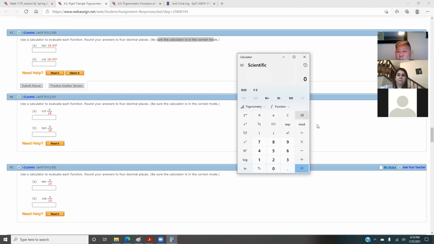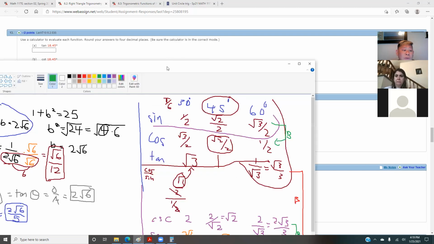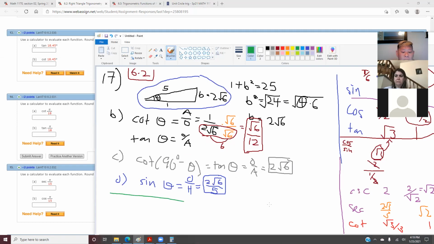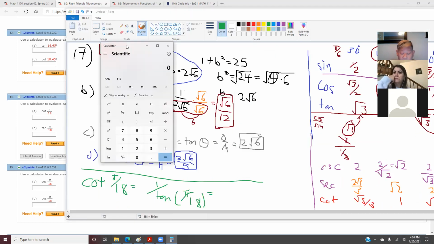Now, we don't have cotangent in your calculator, right? You only have tangent. So how do we do a cotangent in this case? You have to use a 1 over. So if you want to figure out what is cotangent of pi over 18, you have to do 1 over tangent of pi over 18. And the pi has to be the pi symbol in your calculator. You cannot use 3.142. So everyone, please take out your calculator and start typing this down. 1 over tangent. Make sure it's in radian form.